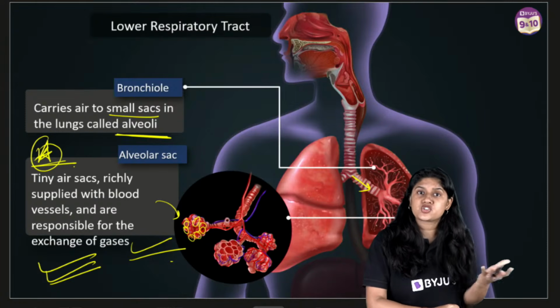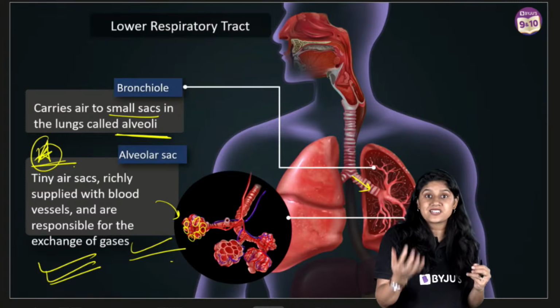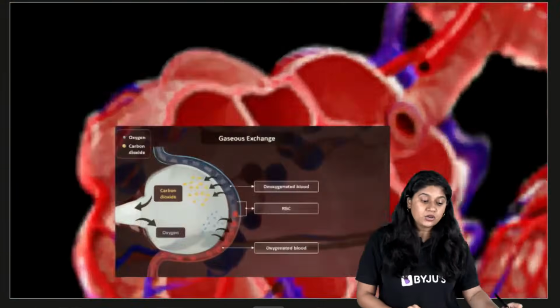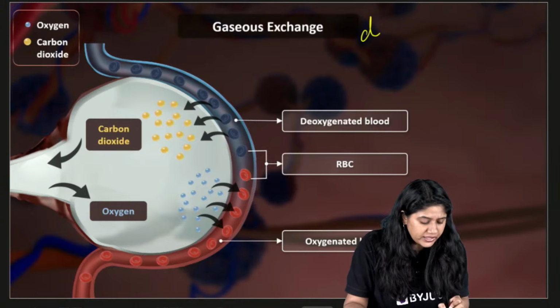The gaseous exchange in the human body, especially in terms of the gases being exchanged in the lungs. So we have the alveoli. Now let's take a look at how the exchange is happening. It's purely based on diffusion.